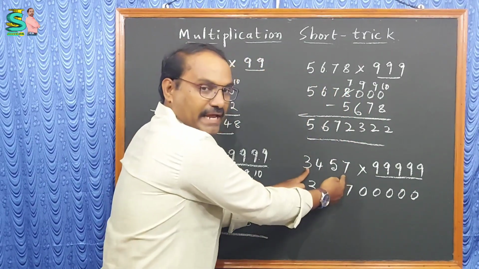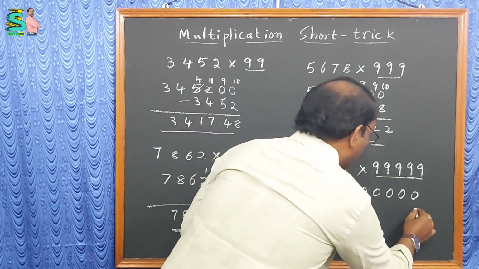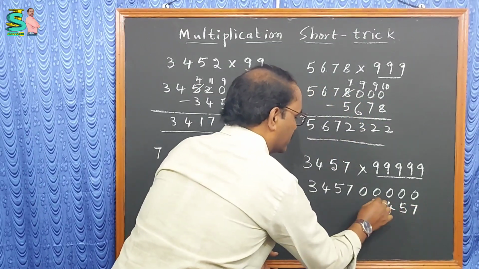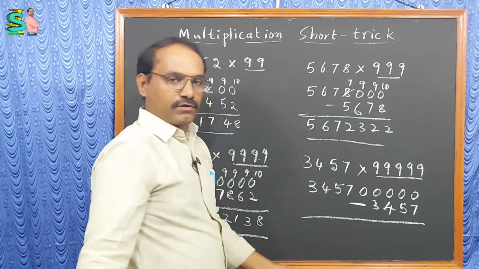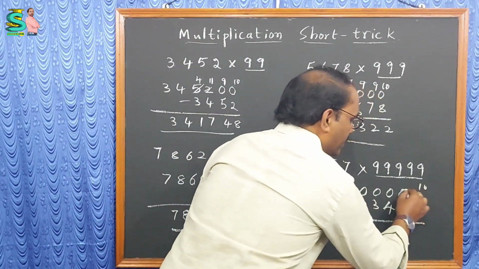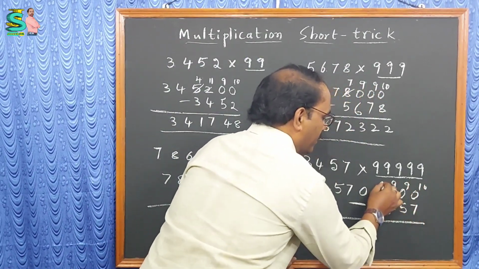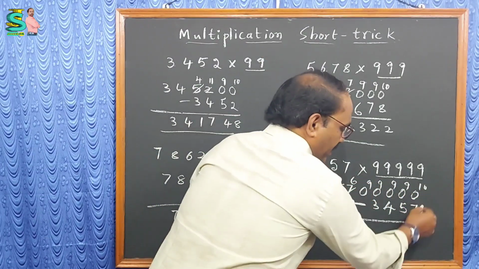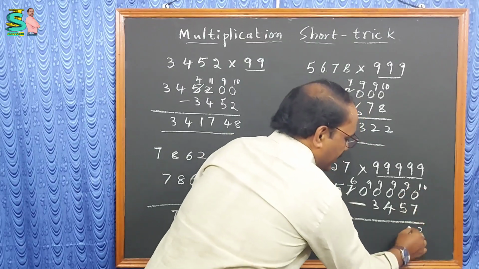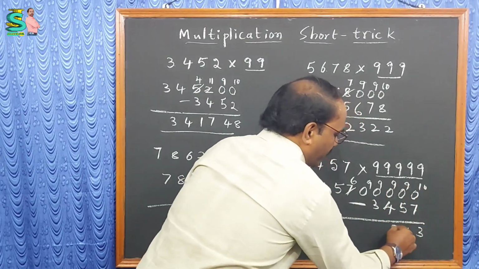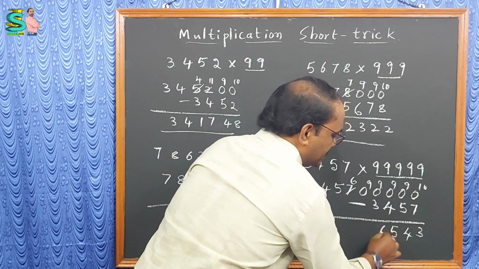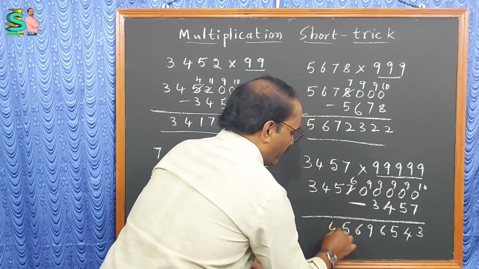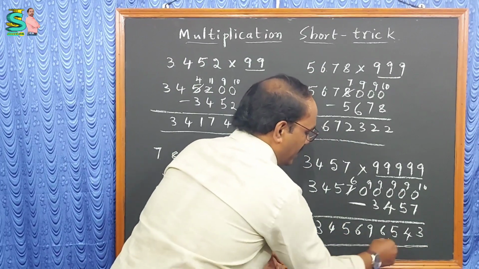And you should subtract this number again from this number: 7, 5, 4, 3. Do the subtraction. Here 10, here 9, 9, 9, 9, here 6. 10 minus 7, 3. 9 minus 5, 4. 9 minus 4, 5. 9 minus 3, 6. Here 9, here 6, 5, 4, 3. This is your answer.